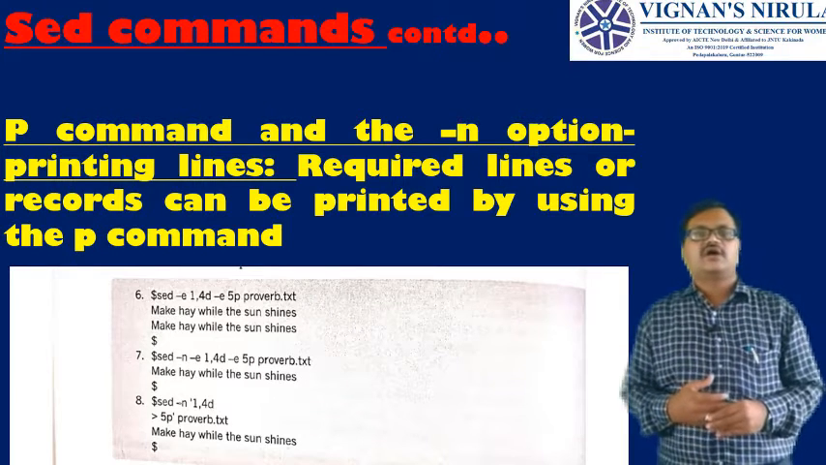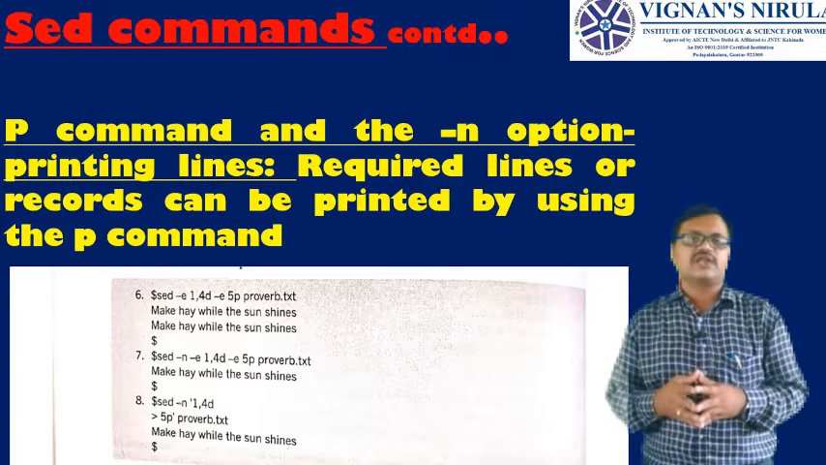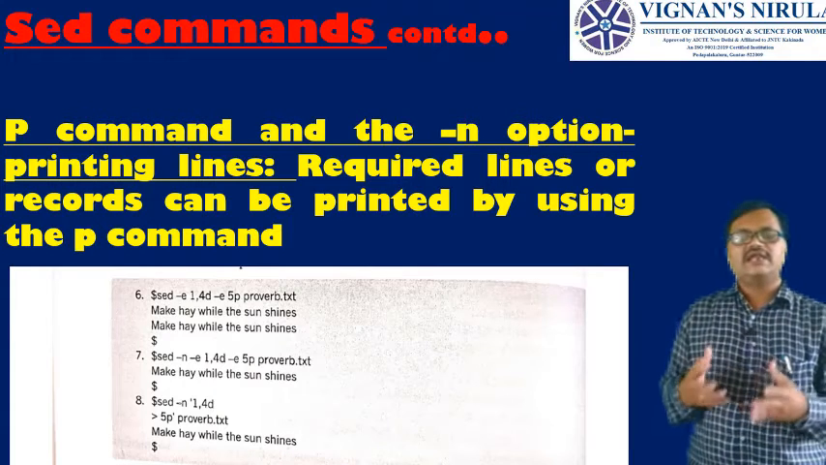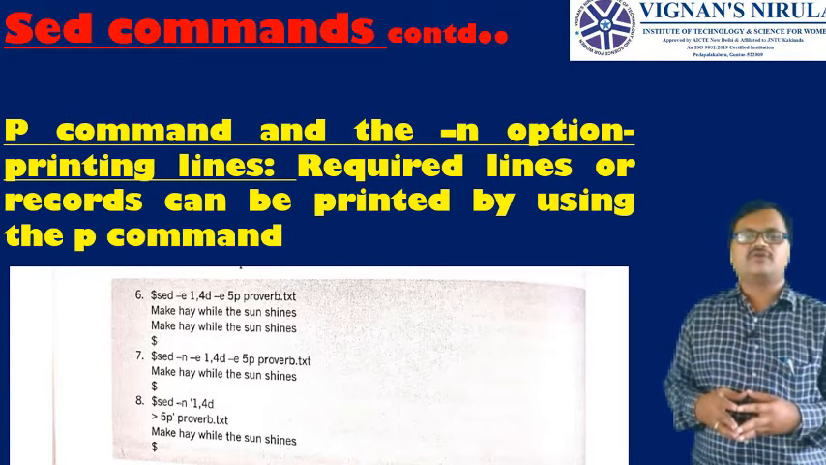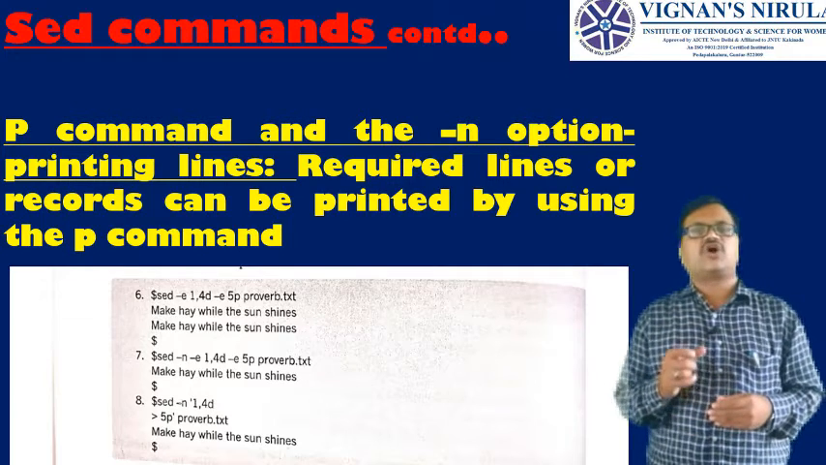So next, till now what we have discussed uses only line numbers. That means you can print or delete a line using line numbers. Another way of doing it is using patterns, that is context addressing.